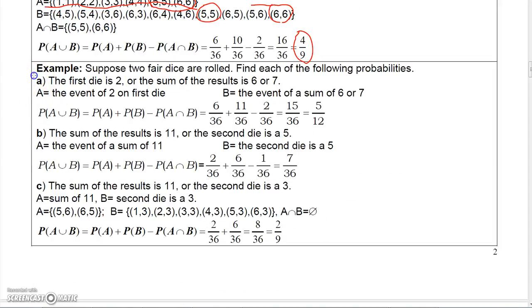Okay, here's another dice example, and you can just pause the video and read through it, but it's pretty much done in a similar fashion. Just read through it and notice each time I use the probability of a union formula to do the calculations.